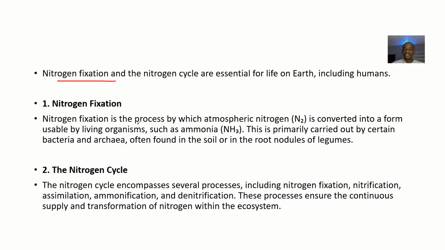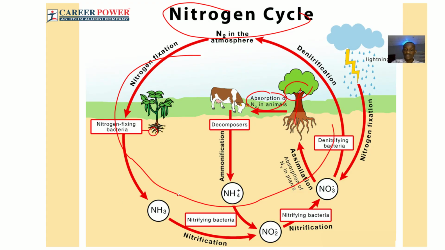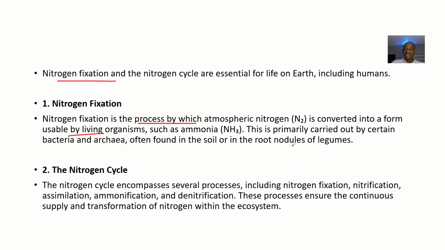So nitrogen fixation is a process by which atmospheric nitrogen, that's the N2, is converted into a form that is usable by living organisms. And an example of this form is the what? The ammonia that we know. This is primarily carried out by certain bacteria and archaea, basically primitive bacteria, right? And these bacteria are found in the soil or in the root nodules of legumes.